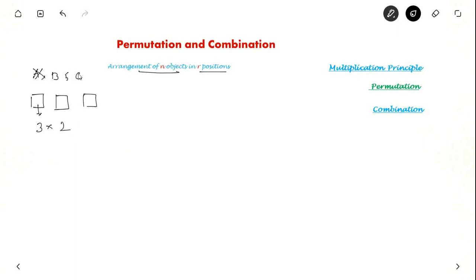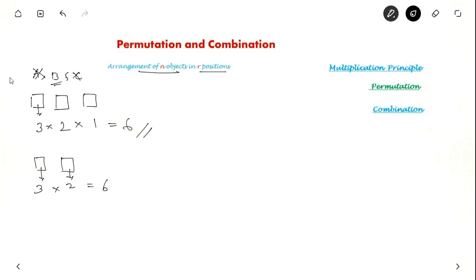Now you are left with only one possibility. It could be any of these. For example's sake, I am saying it will be B. So it will be 3 into 2 into 1, 6 ways these n objects can be arranged in r positions. Suppose there were only 2 positions and there are 3 people. So first will be 3 and second will be 2 ways. So again this is 6 ways.